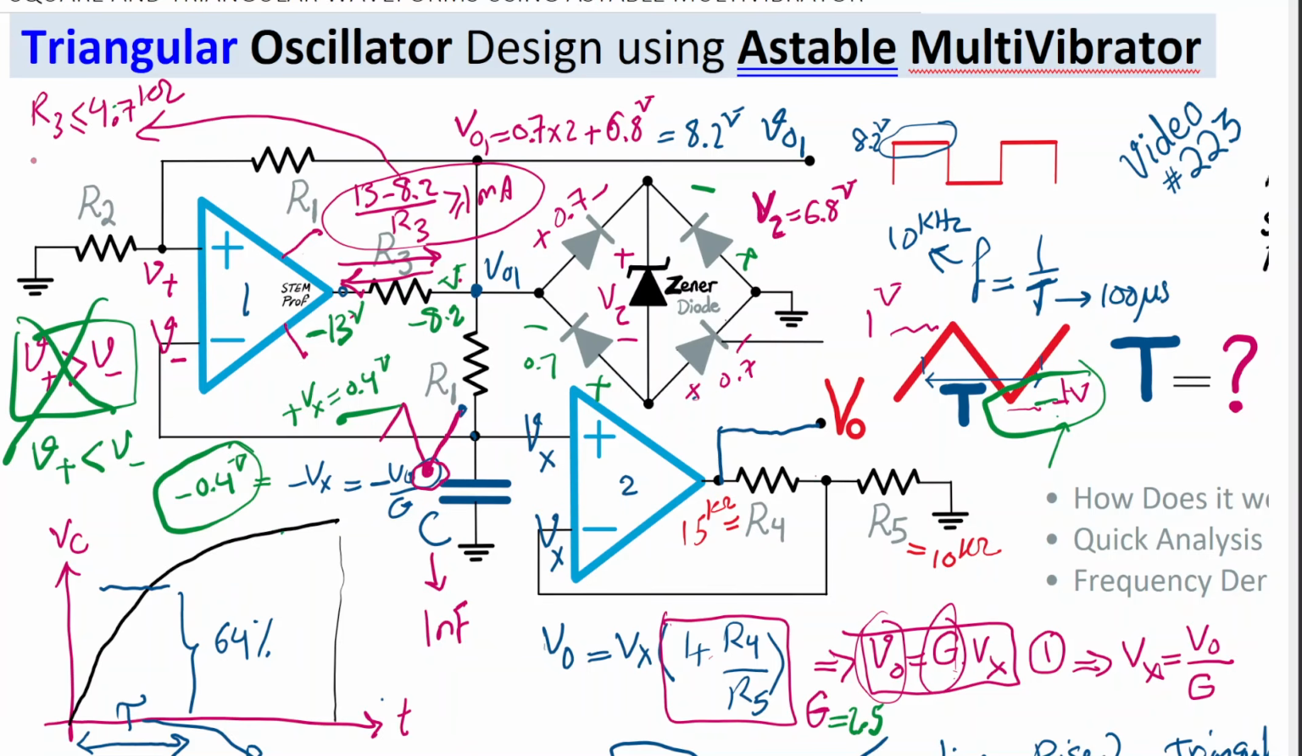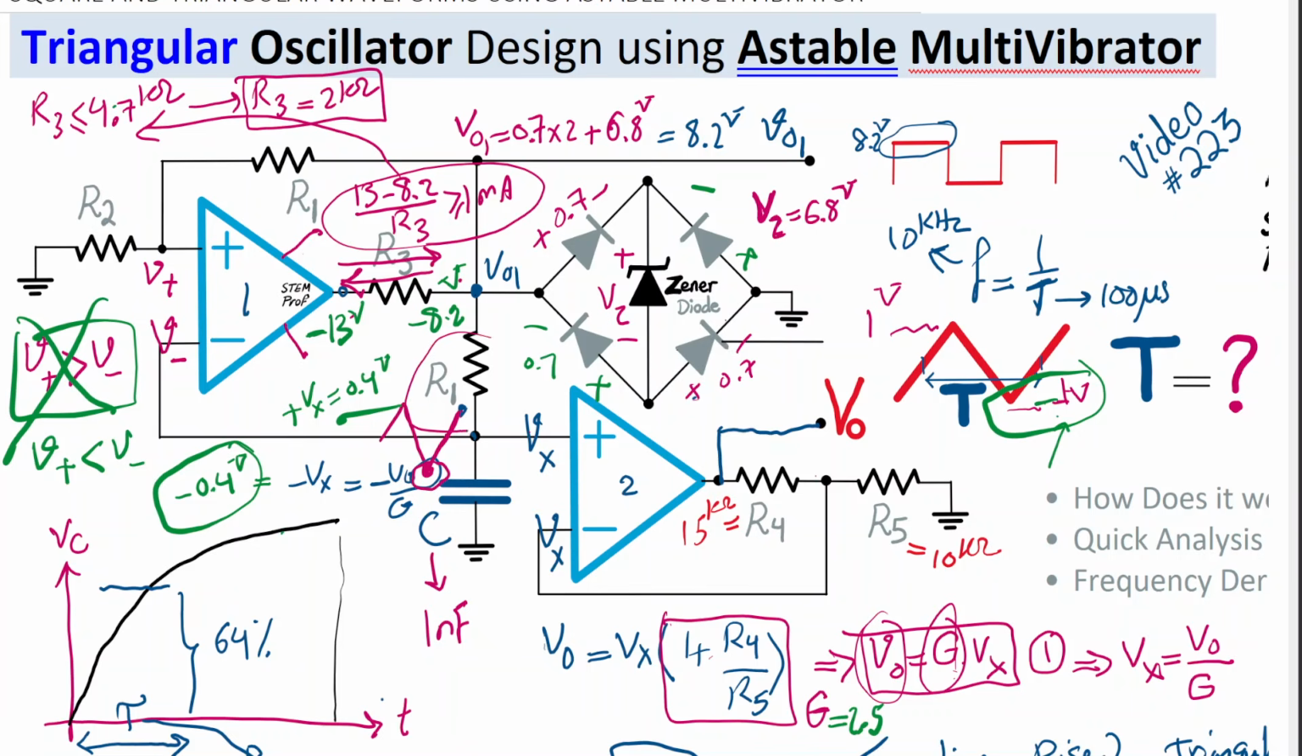So I would prefer to set R3 at most 4.7, but maybe a good value for R3 is, say, 2 kilo ohm or 2.7 kilo ohm, for example, to just make sure that we have 2 milliamp current flowing.